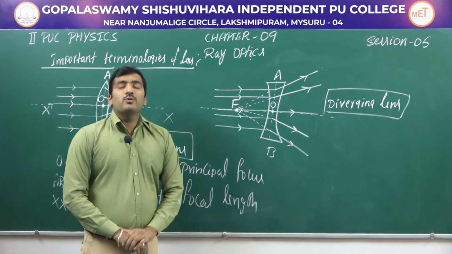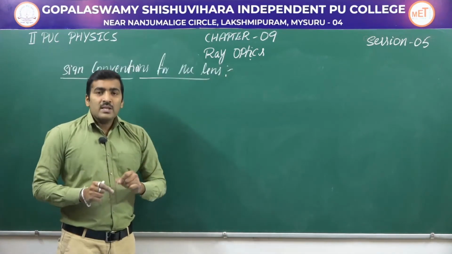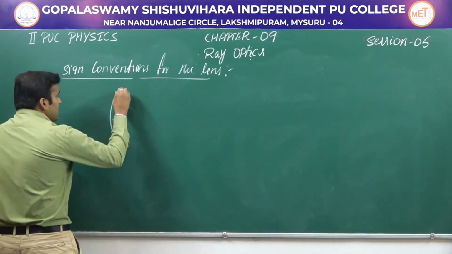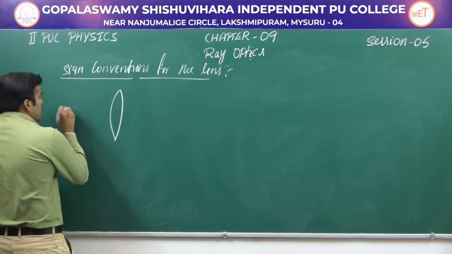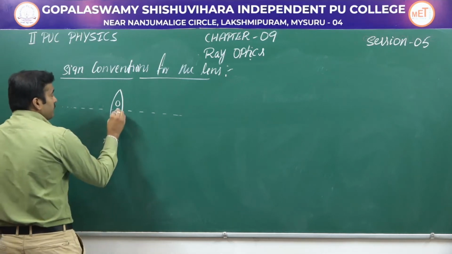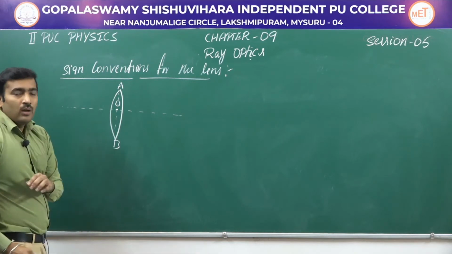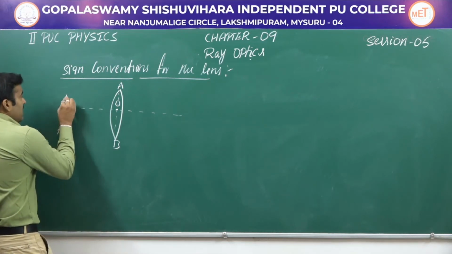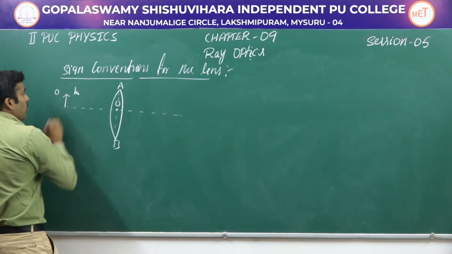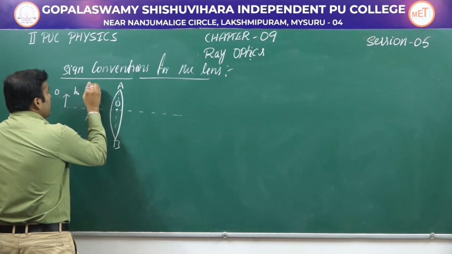Now let us move on to the next topic, which is sign conventions for lenses. For the lens, we follow the Cartesian sign conventions. So let me consider a convex lens with principal axis, optical center and an aperture. Imagine we have placed a linear object somewhere here. This is a linear object of height HO, and let us say that this is the direction of the incident light.